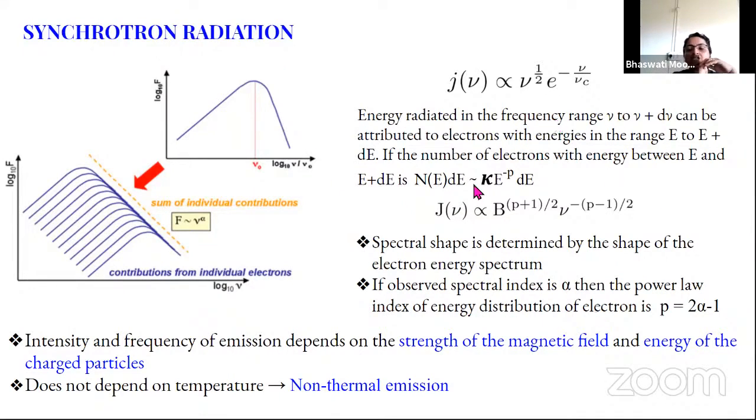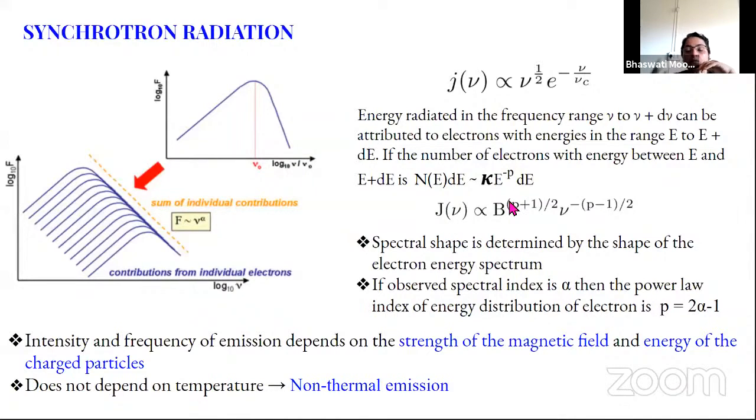Now coming back to the formulation, consider that the number of electrons with energy between E and E plus dE, N_e dE, is given by some factor kappa times E to the power minus p dE, where p is the power law index. Then the net volume emissivity that I will see from all these electrons will go as B to the power (p+1)/2 times nu to the power minus (p-1)/2. So this is the form that I am seeing based on a combination of all these individual forms.